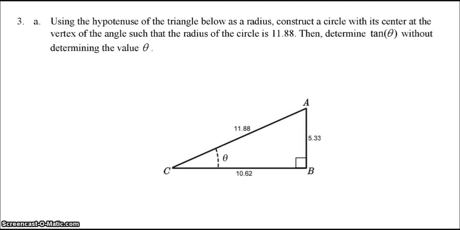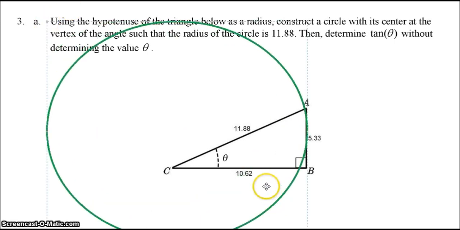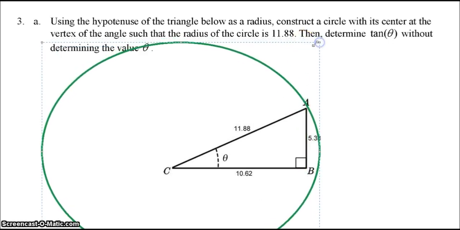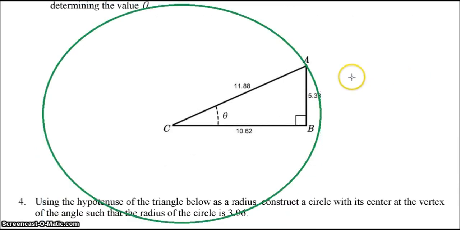Using the hypotenuse of the triangle below as a radius, construct a circle with its center at the vertex of the angle theta such that the radius is 11.88. Then determine tangent of theta without determining the value of theta. Okay. That circle isn't horrible, but note that, let's see, this point right here, if this is our origin, if the center is 0, 0, then this point, the x value is 10.62, the y value is 5.